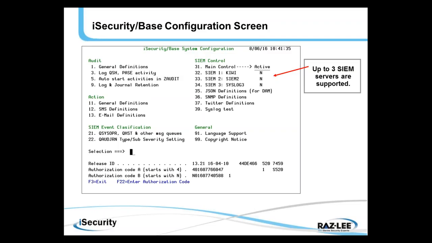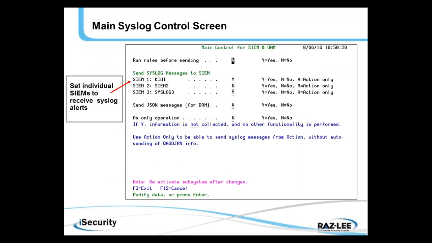If we have a look at some of the screenshots, as you can see here, this is the iSecurity base configuration screen on the top right. We can see that up to 3 SIEM servers are supported, and each option, 32, 33, 34, will delve down into a screen such as this one here, which is actually the main syslog control screen, a higher level screen, in which we can specify whether rules are actually implemented before we send to the SIEM solutions, whether JSON is supported.